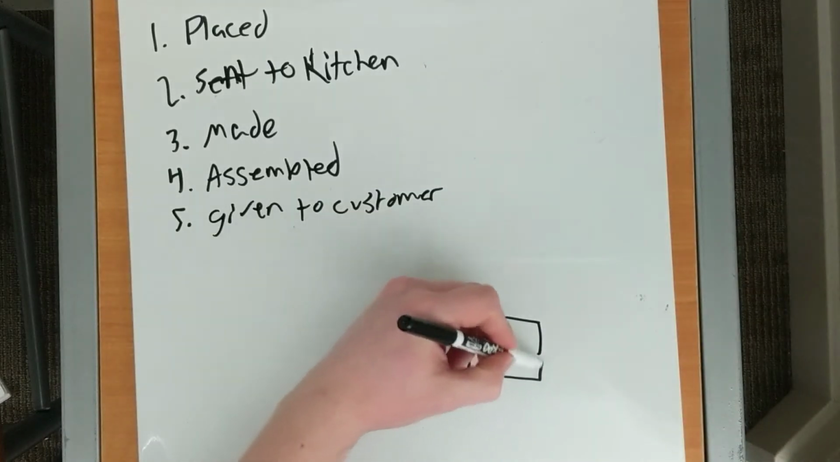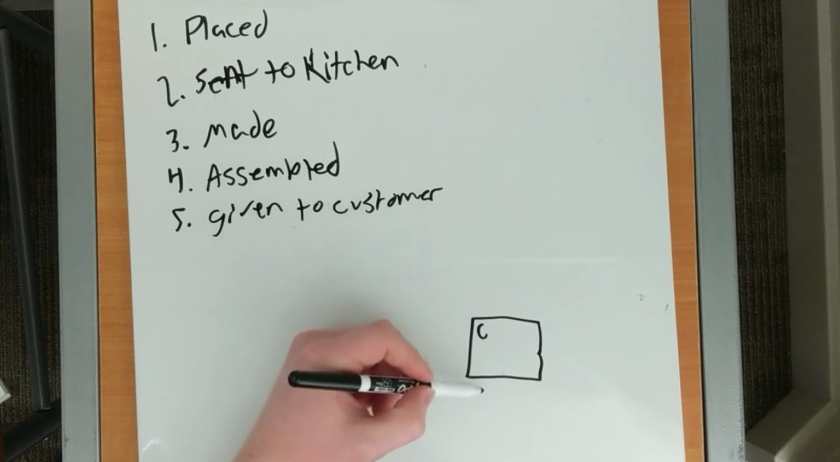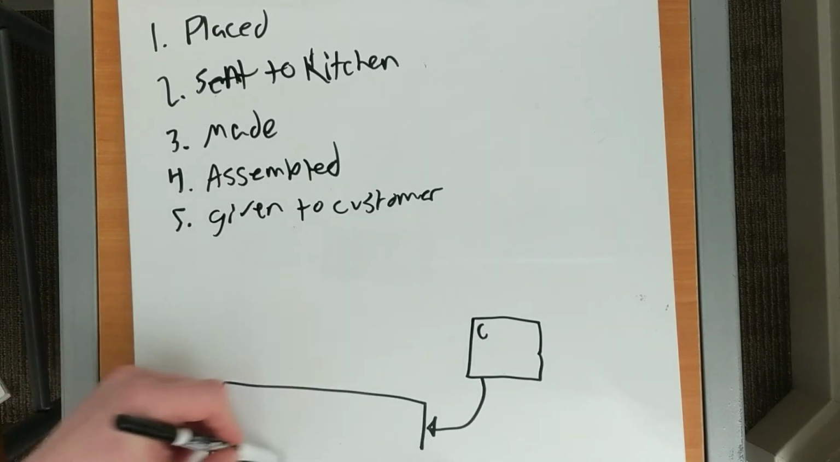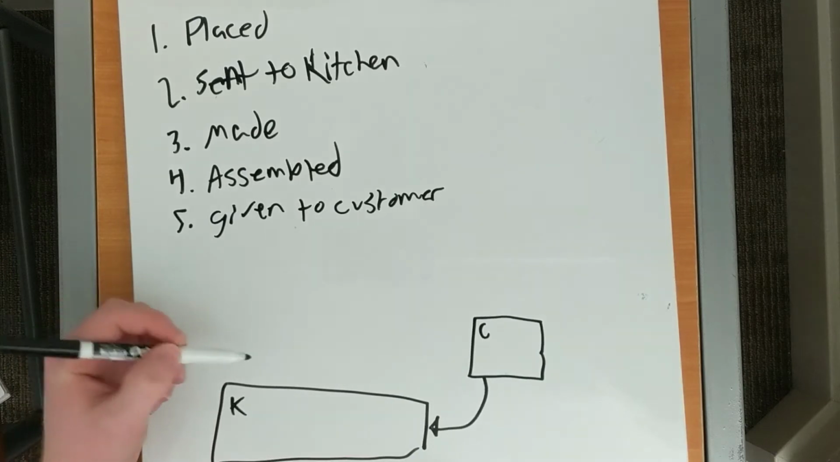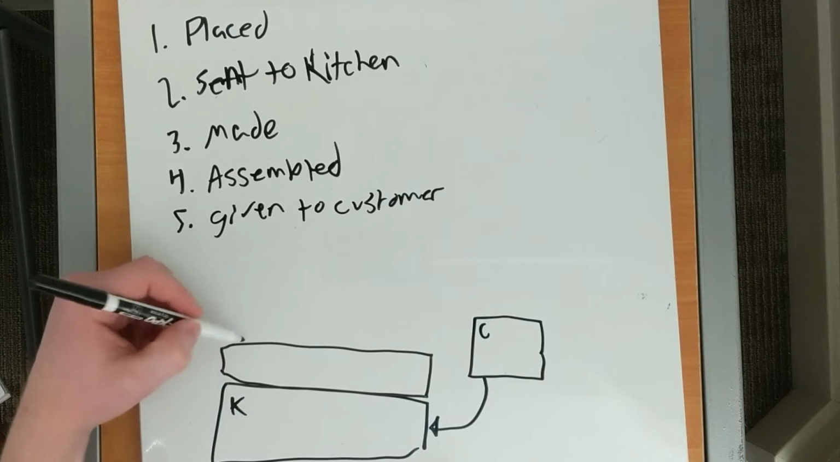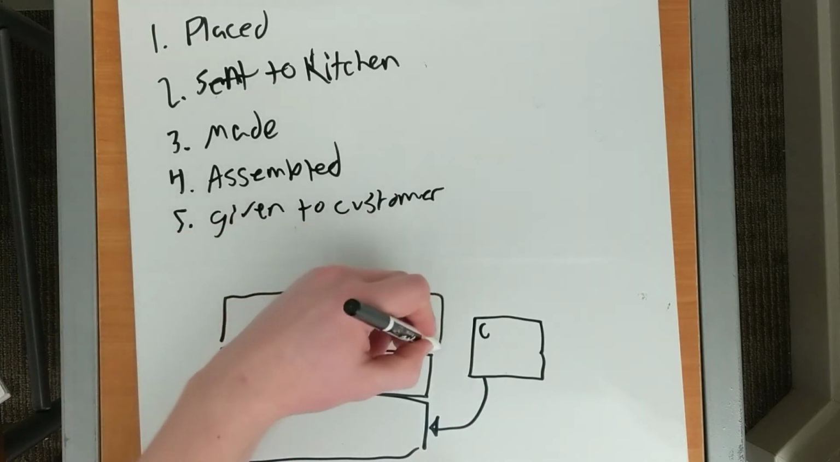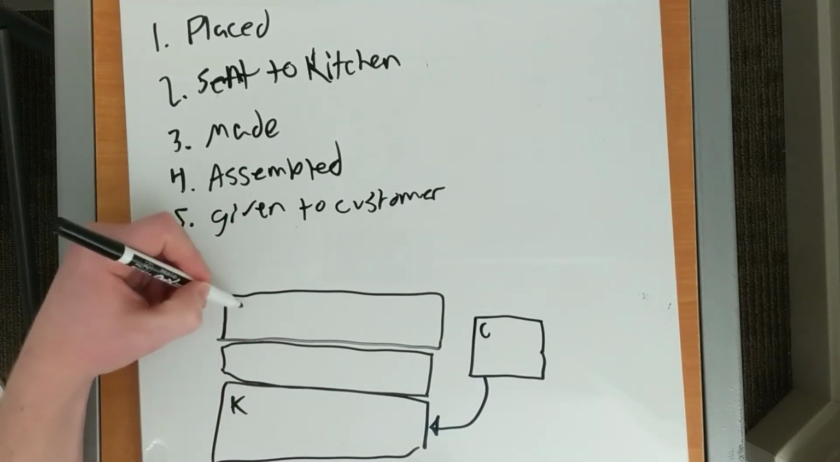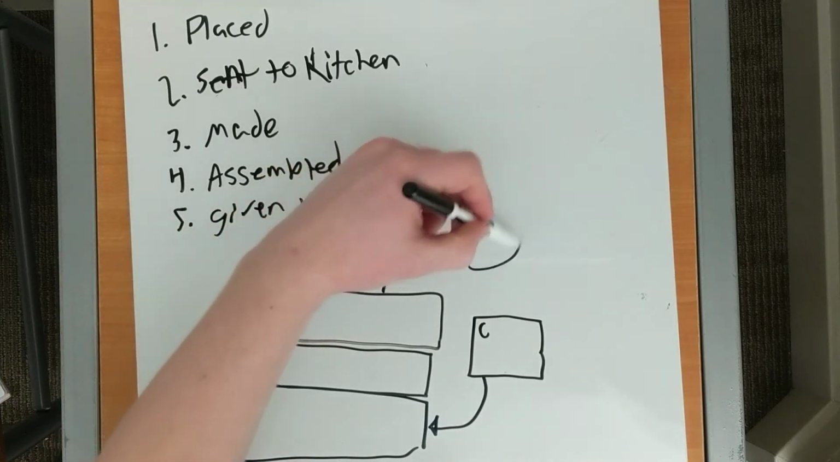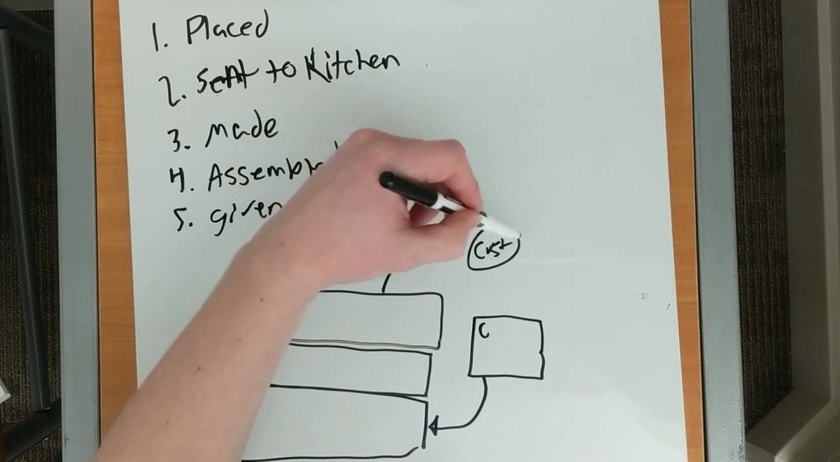A basic diagram for that would look something like this. Here are our cashiers who would take the orders, which then get sent back to the kitchen, where we would make the orders. Once the orders are made, they're placed in this window here, where our servers then take them from the window, assemble the order, and then bring it back out to our customer.